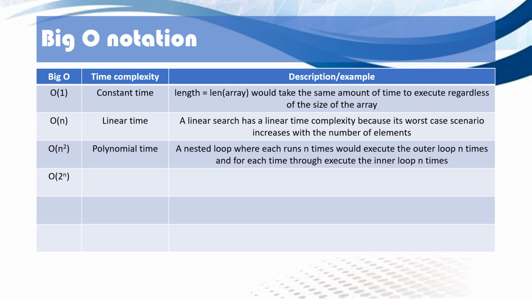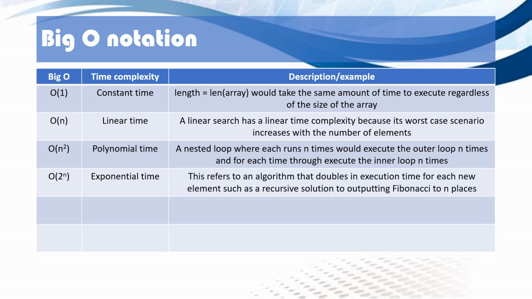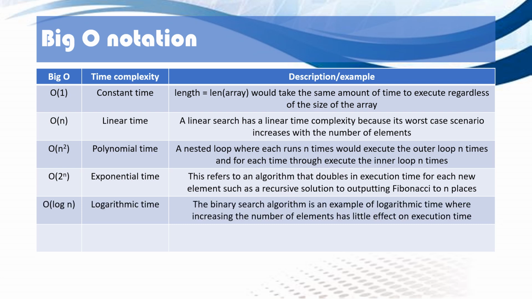O(2^n) is exponential time. This refers to an algorithm that doubles in execution time for each new element, such as a recursive solution to outputting Fibonacci to n places. O(log n) refers to logarithmic time. The binary search algorithm is an example of logarithmic time where increasing the number of elements has little effect on the execution time. O(n!) is factorial time.